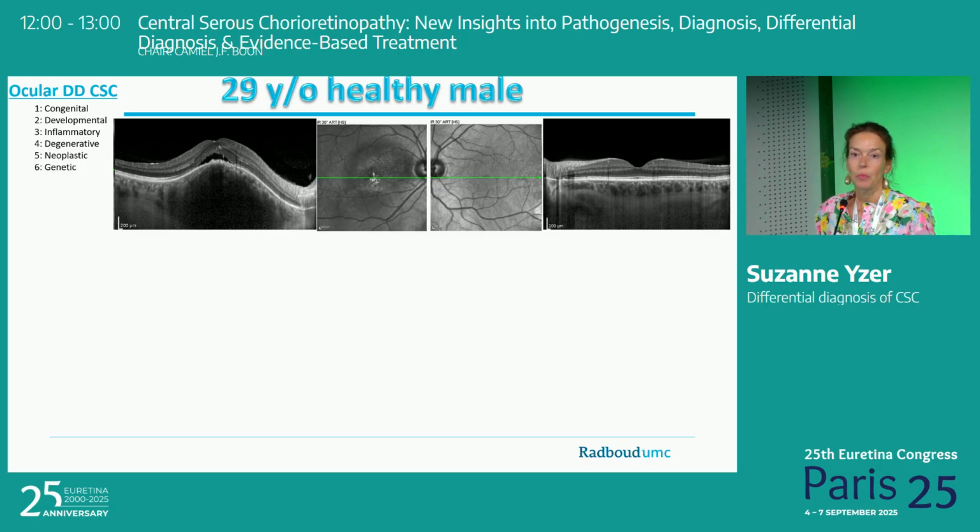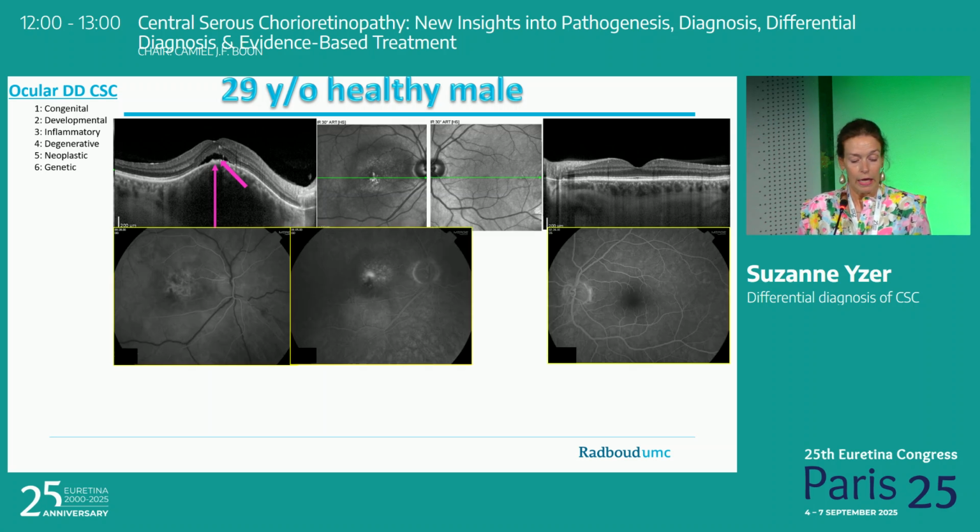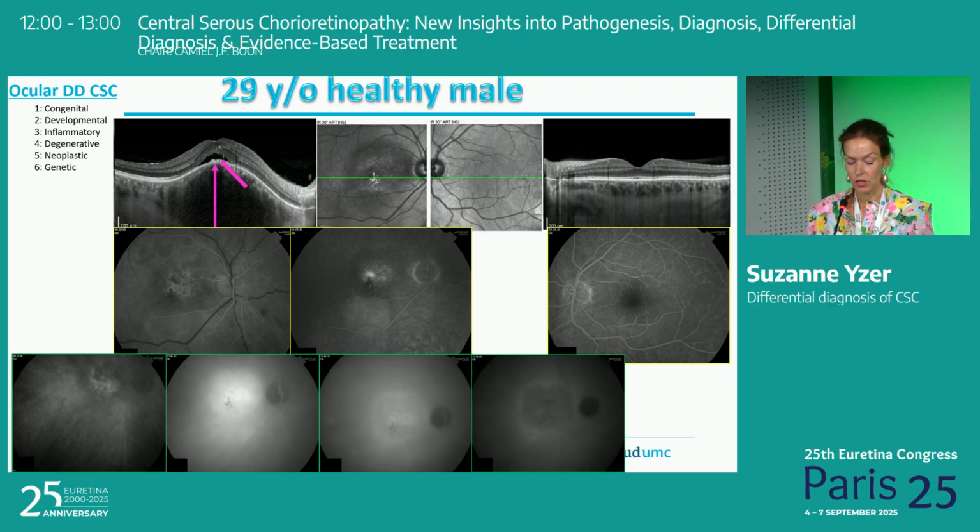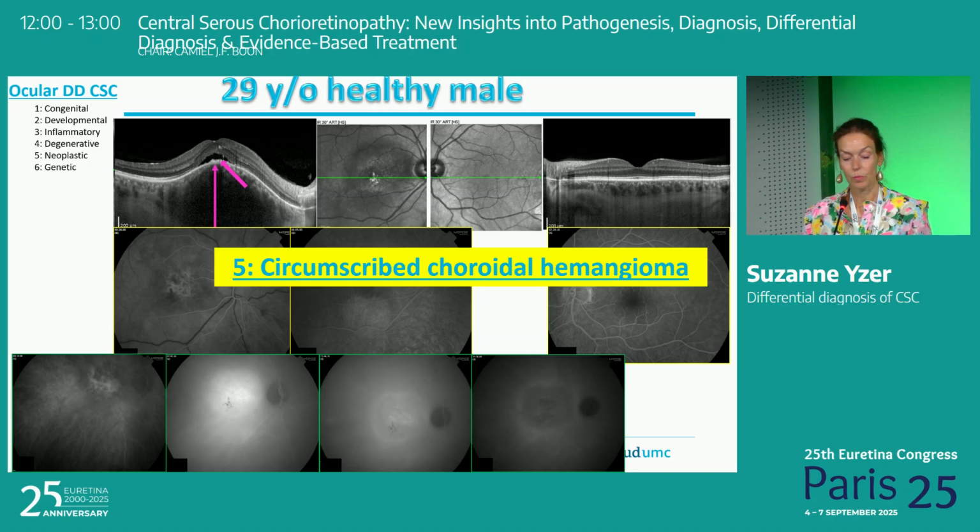The next case, a 29-year-old healthy male. He was also referred because of central serous chorioretinopathy, and indeed there is subretinal fluid and an abnormal thick choroid. Here's the FA, and I think the FA may actually be compatible with central serous chorioretinopathy, but if you look at the ICGA, you see the washout in the late phase. And this is circumscribed choroidal hemangioma.